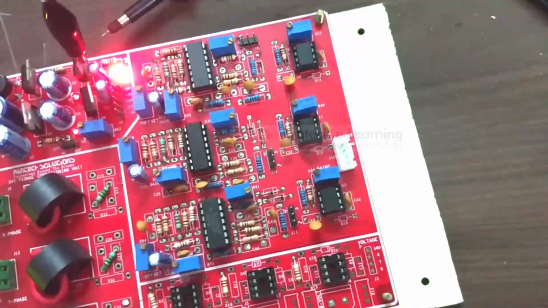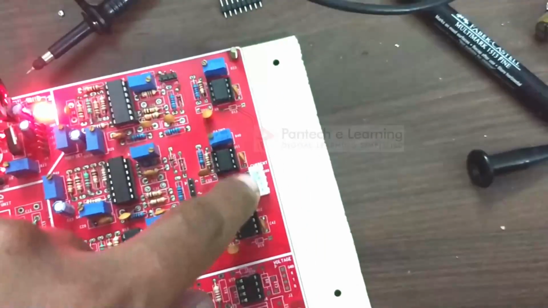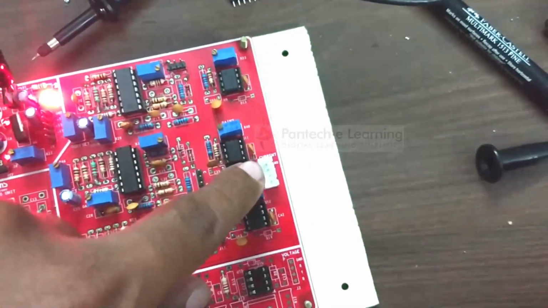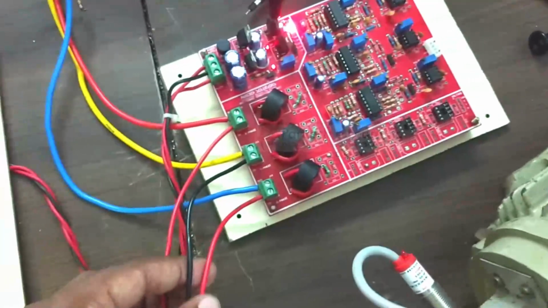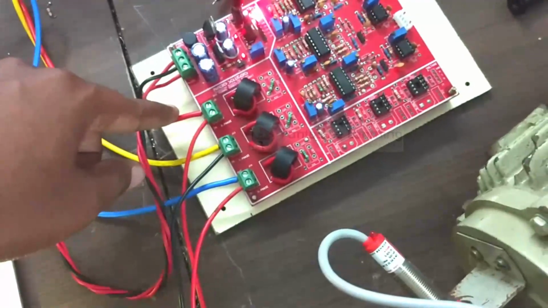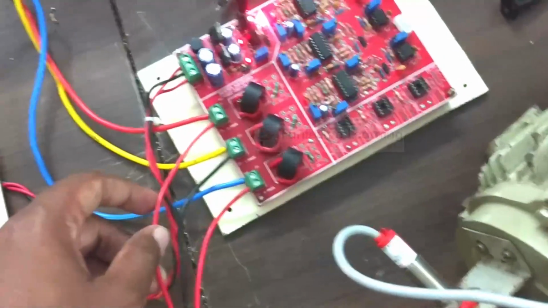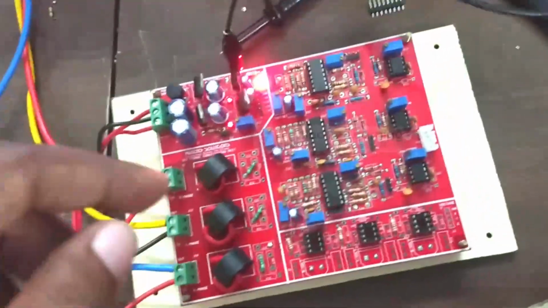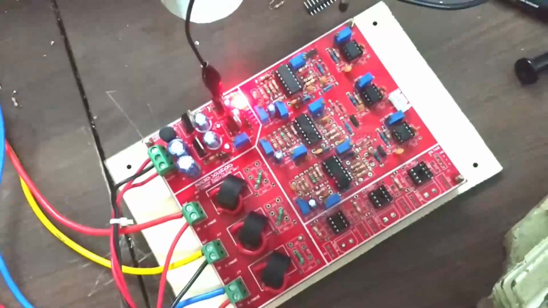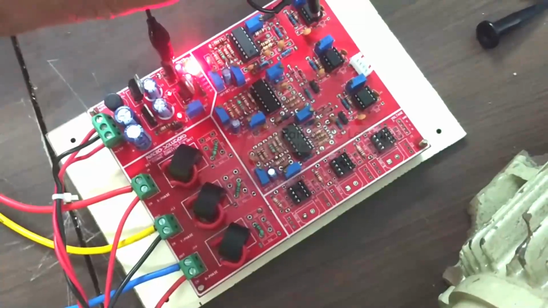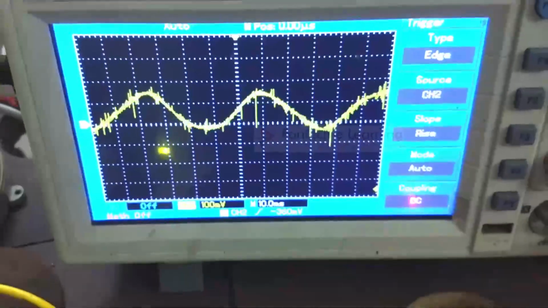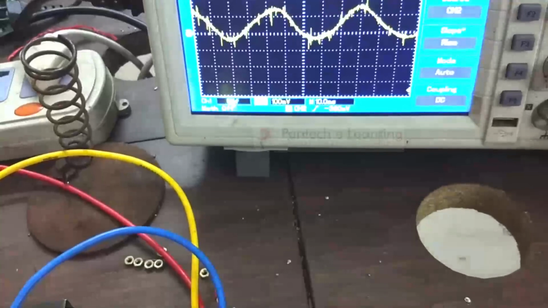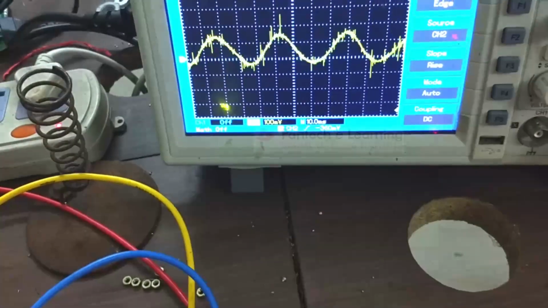Now we can measure the current over this point. Ground, phase 1 current, phase 2 current, phase 3 current. Phases are connected over here. From the inverter it is connected to this point, and after that it is connected to the load, which is the motor. Now I am connecting for the phase 1 waveform. Now I have connected the phase 1 waveform. When I am increasing the inverter frequency, the output current waveform frequency varies simultaneously.